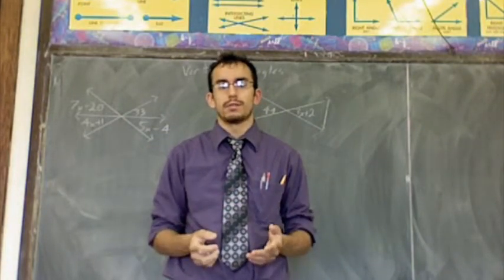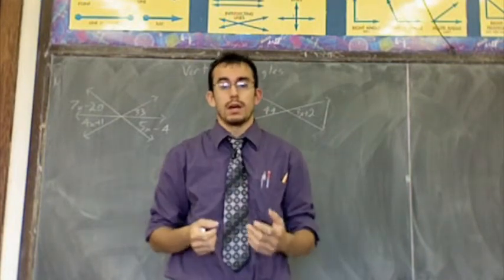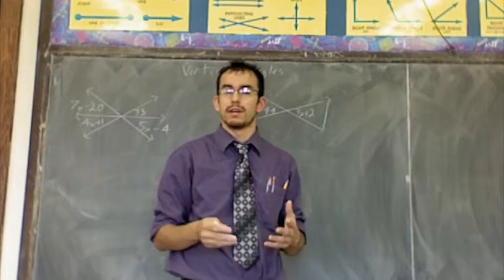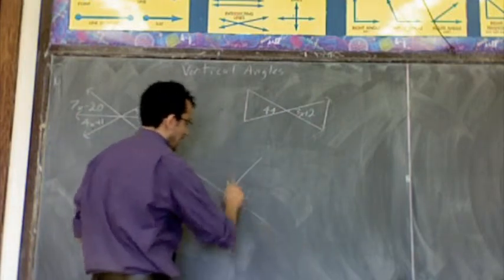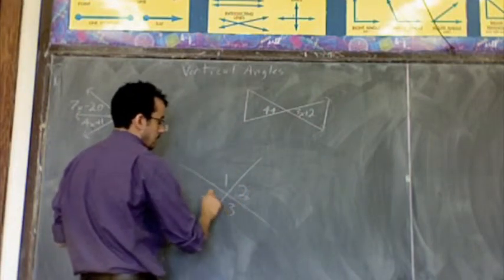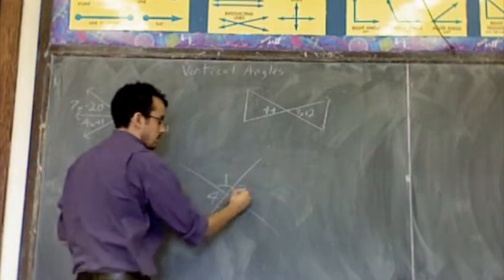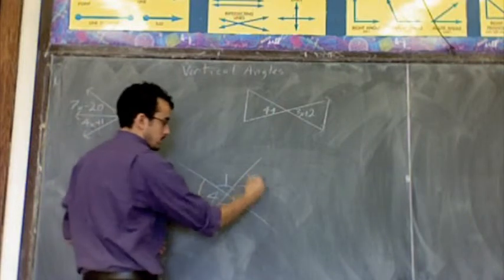Vertical angles are two angles formed when you cross two straight lines, like my arms across. They're the two angles that are not next to each other, the non-adjacent angles, the angles you can think of as across from each other. So if I cross two lines like this, and I've got angle 1, angle 2, angle 3, and angle 4, then angles 1 and 3 are vertical, and angles 2 and 4 are vertical.